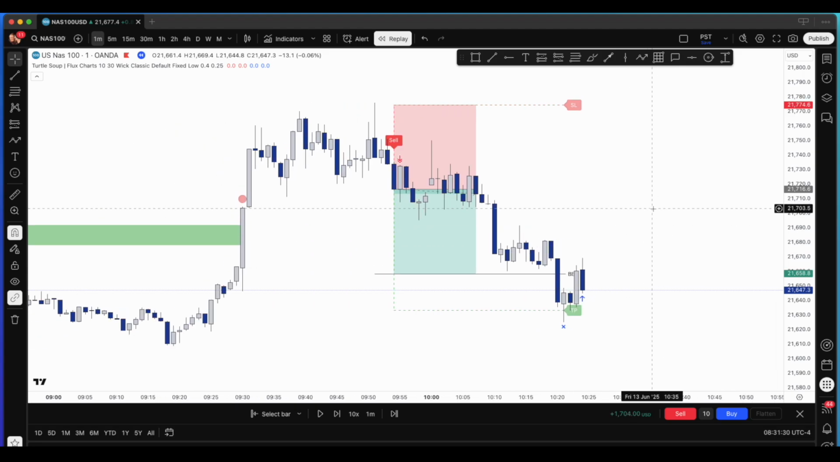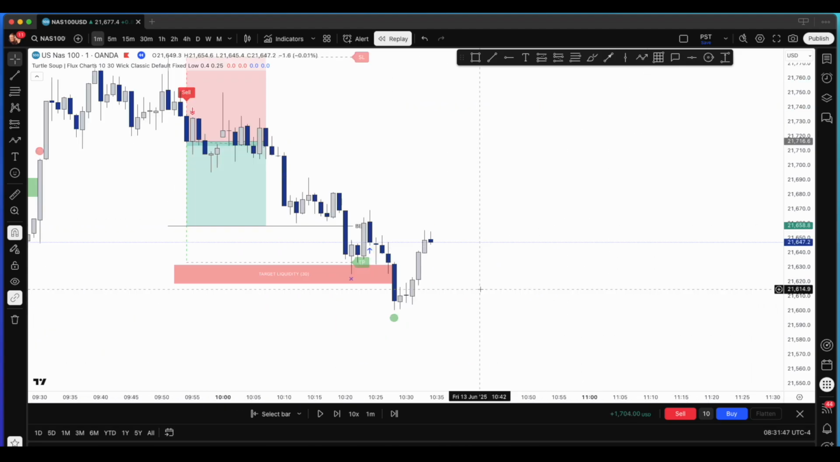So let's look at the next example. All right, so here's the next example. As you can see, we got our green liquidity grab right over here. Now we're going to wait for that signal to form.